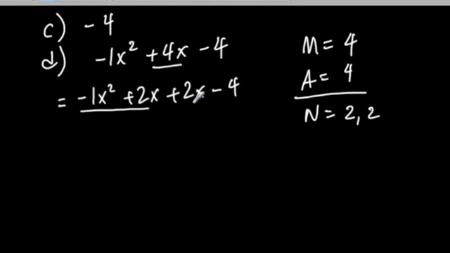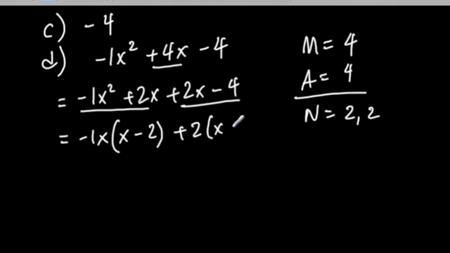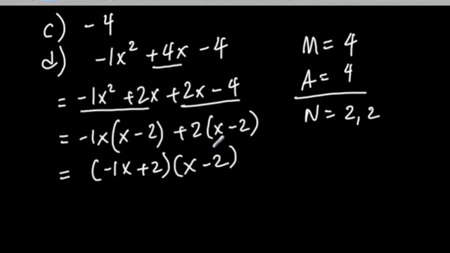You group the first two, and then you group the last two. So what's going to factor out is -1x, and what's left is x minus 2. And then what's going to factor out here is 2, and again it's x minus 2. So it's going to be -1x plus 2, and what's left over is the x minus 2. So this x minus 2 basically comes here, and the -1x plus 2 is from here.